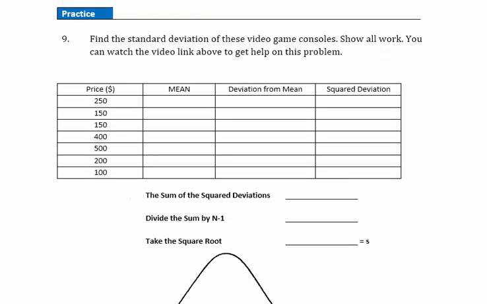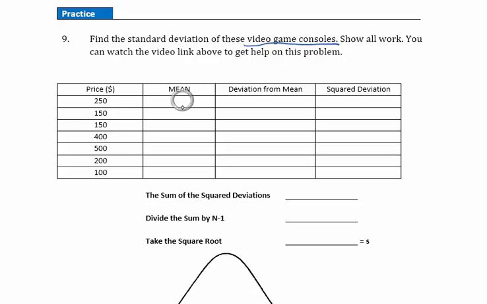So now we're going to practice one of these. We're going to do all of this in one shot here. Here's our set of data, and we're looking at video game consoles. This is the price of video game consoles, and here are the prices. It looks like we've got 1, 2, 3, 4, 5, 6, 7 pieces of data.